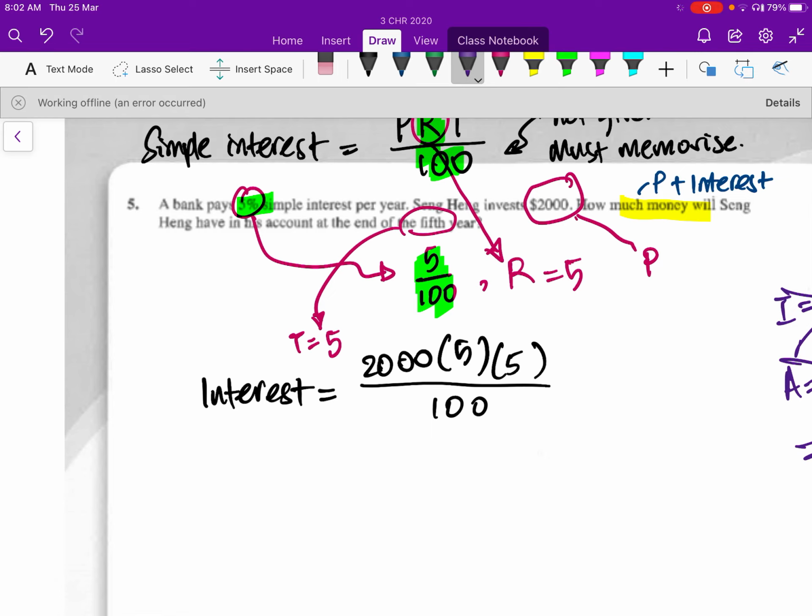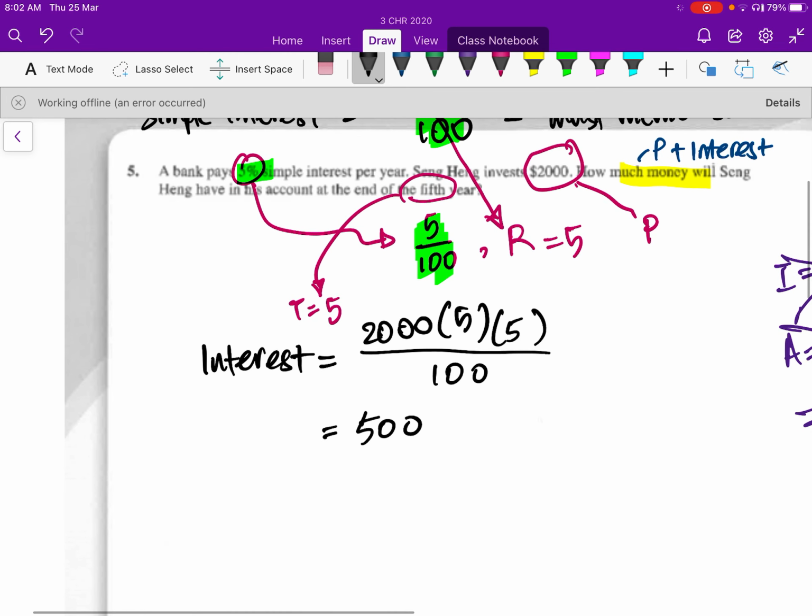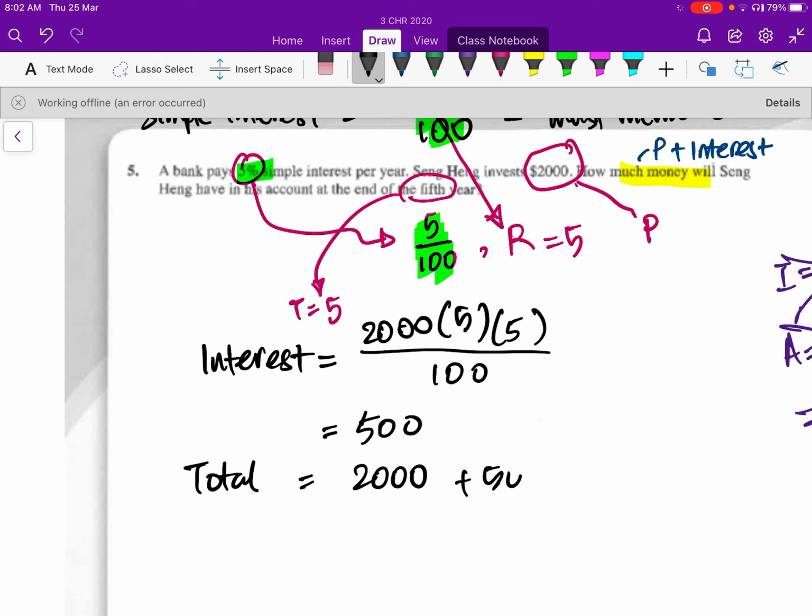So this over here, based on our calculation, is just the interest. So 20 times 25, we get $500 as interest. So by putting $2,000 in the bank, he earns $500 over 5 years. Very good deal. So total must be our original $2,000 plus the 500 to give us $2,500.